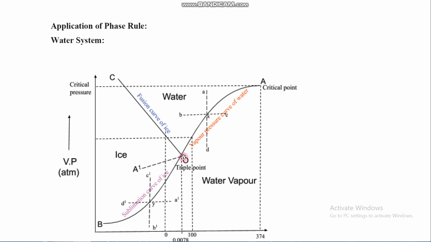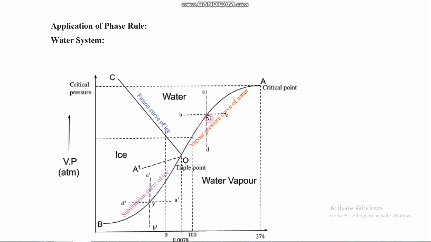And the last part is the significance of area. So the first one is the significance of curves, the second one is the triple point, and the last one is the significance of individual areas. So here the first one is the OA curve. This OA curve indicates the equilibrium between liquid water and vapor water.